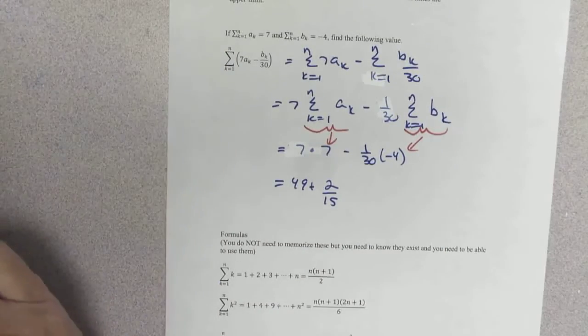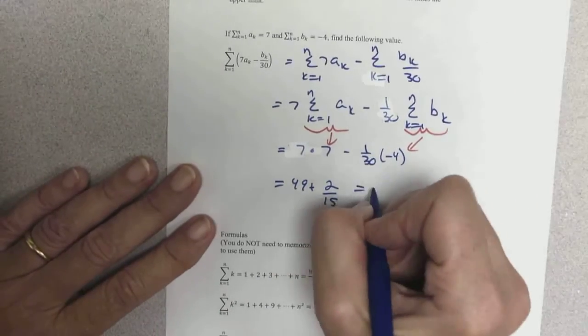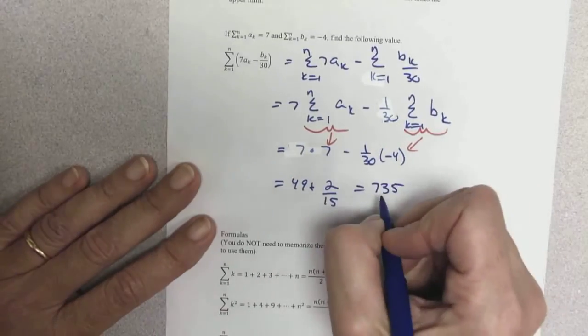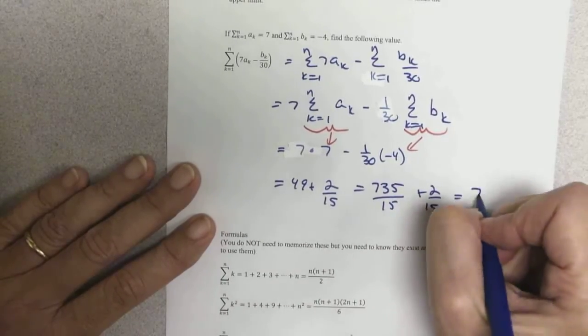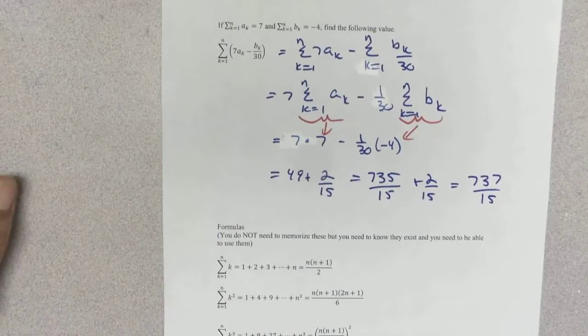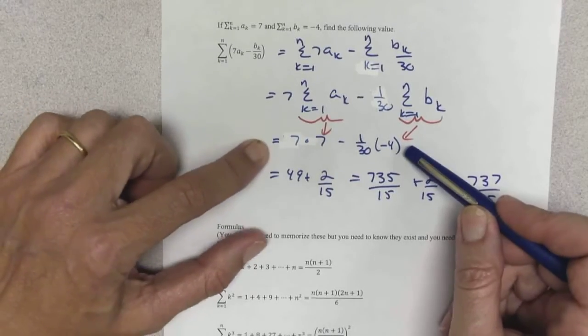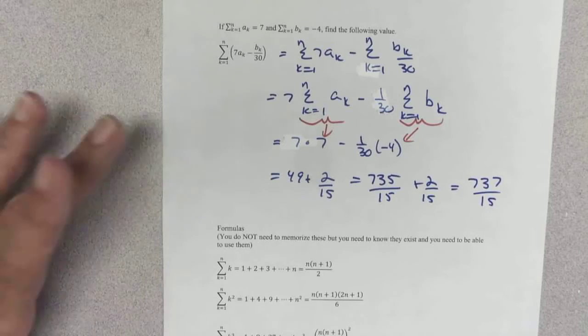And I'll go ahead and do that. That's not so hard. That is 735/15 plus 2/15 for 737/15. Again, the arithmetic is not the point. Don't worry about the arithmetic. Once you get down to here, take out a calculator and do your arithmetic. The point is just doing a little bit of work with those summations.